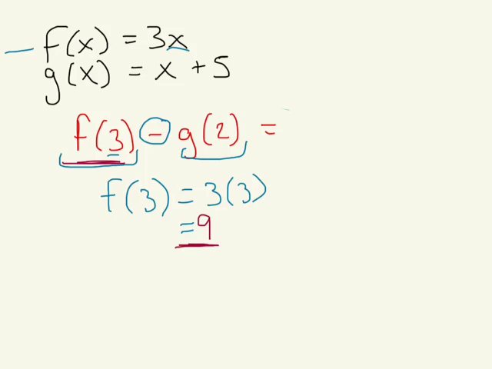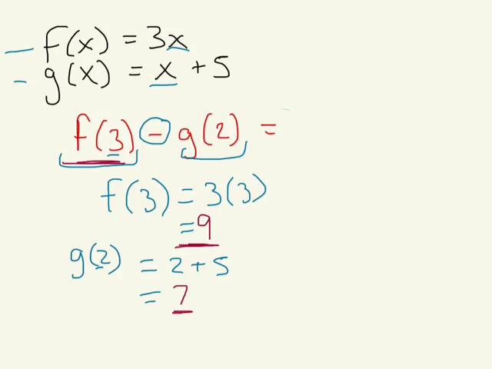So next we have g of 2. That is an instruction to look at the g equation, replace every x with a 2. So that's going to be 2 plus 5, and that is equal to 7. And I wrote that in a different color again.